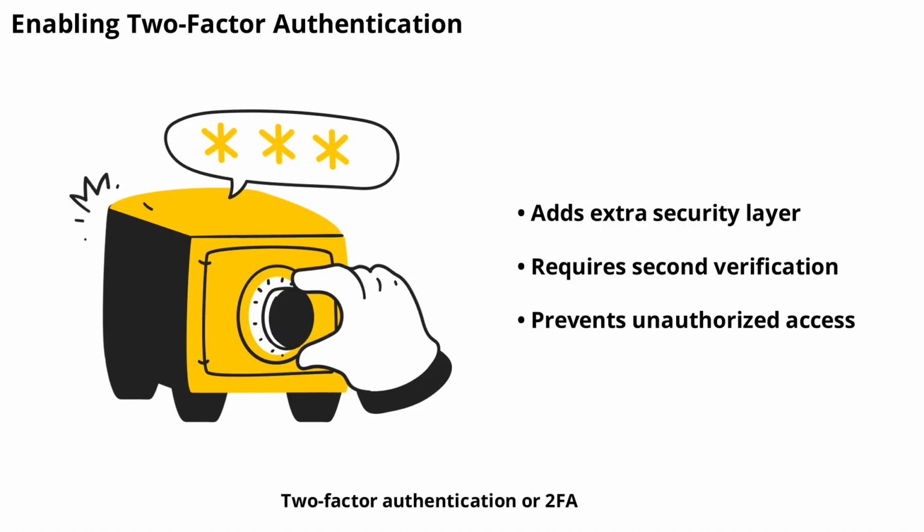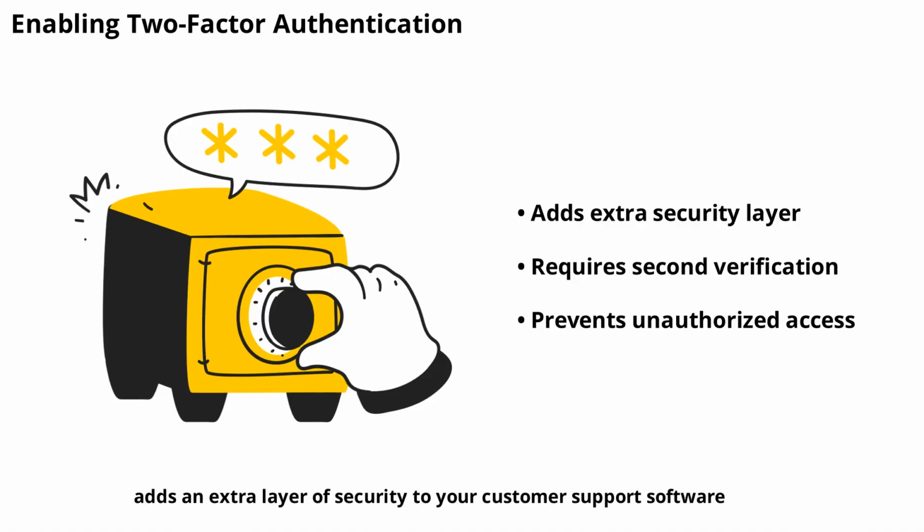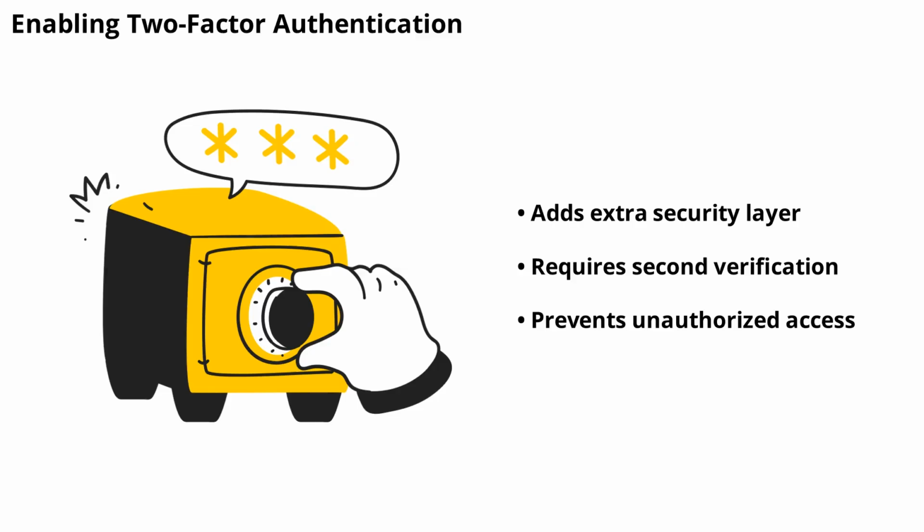Two-factor authentication, or 2FA, adds an extra layer of security to your customer support software. With 2FA, users must provide a second form of verification, like a code sent to their phone after entering their password. This makes it much harder for attackers to gain access, even if they have someone's password. Enabling 2FA should be one of your top priorities, as it significantly reduces the risk of unauthorized access.